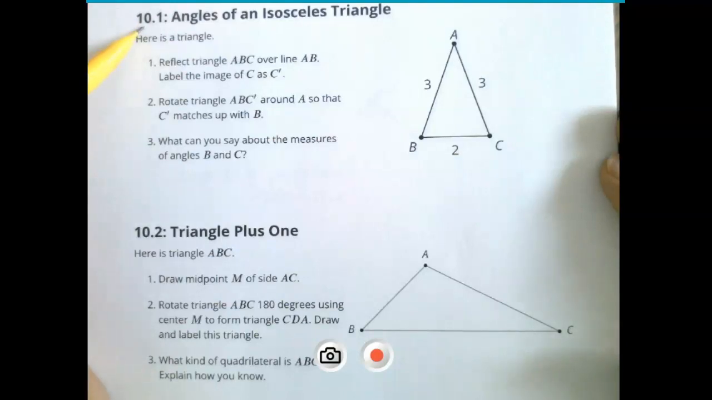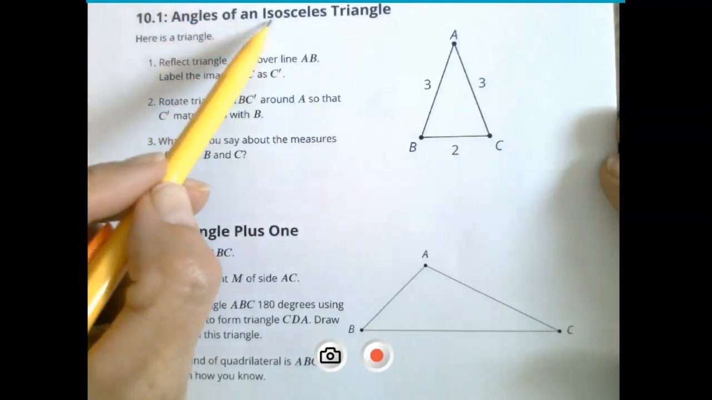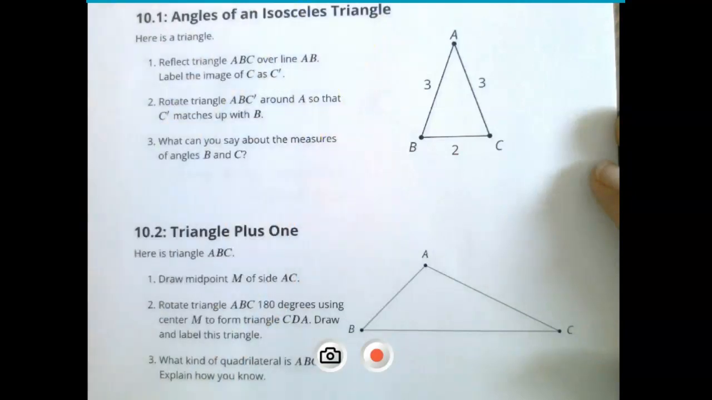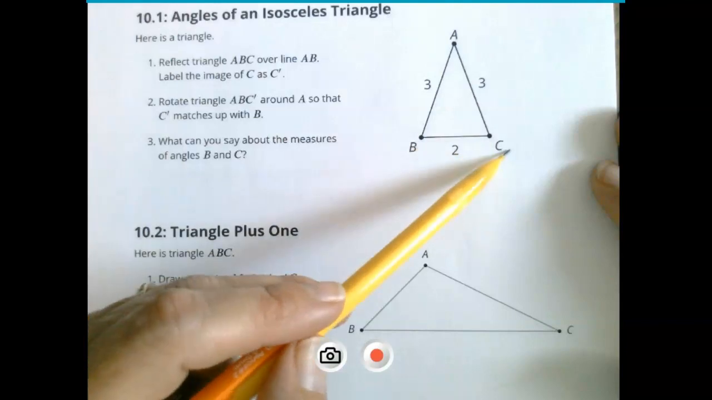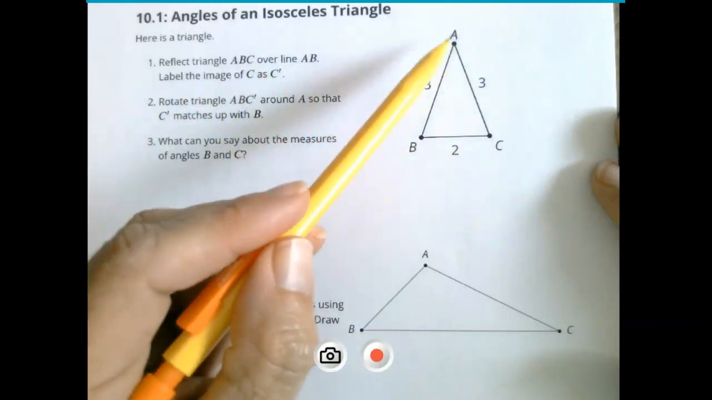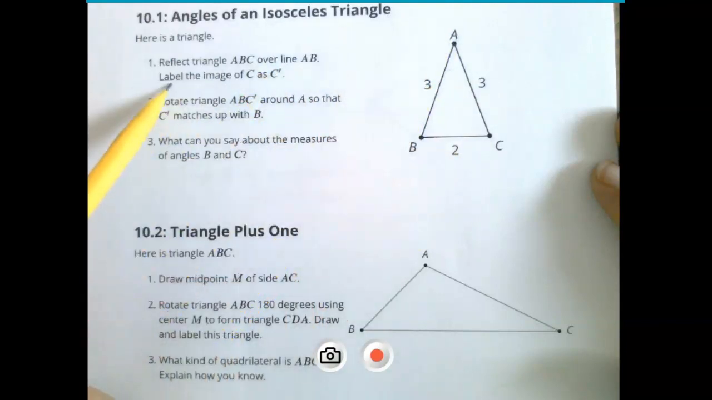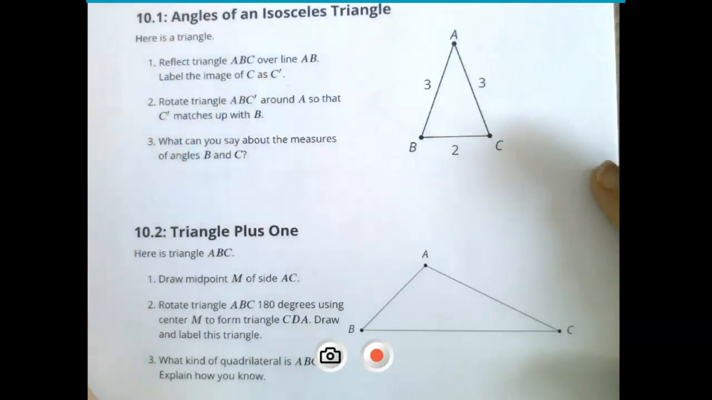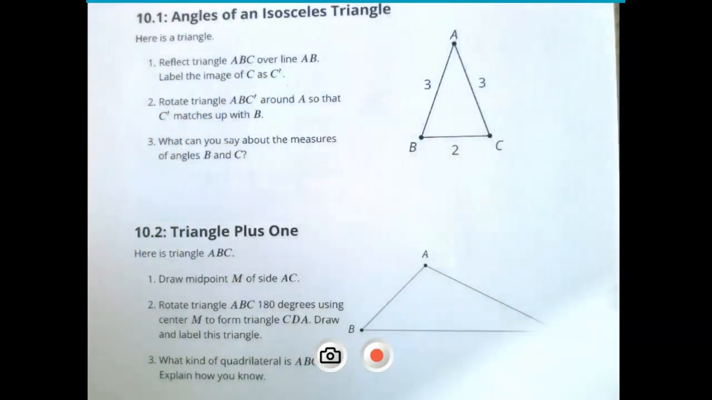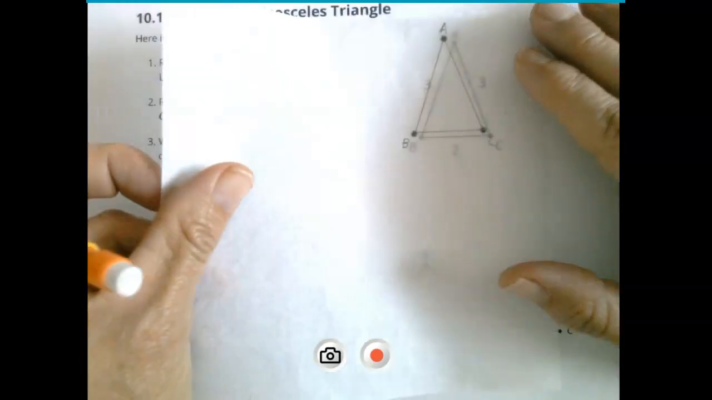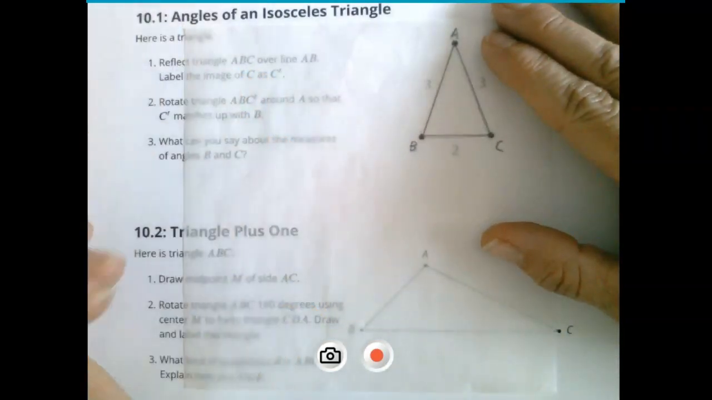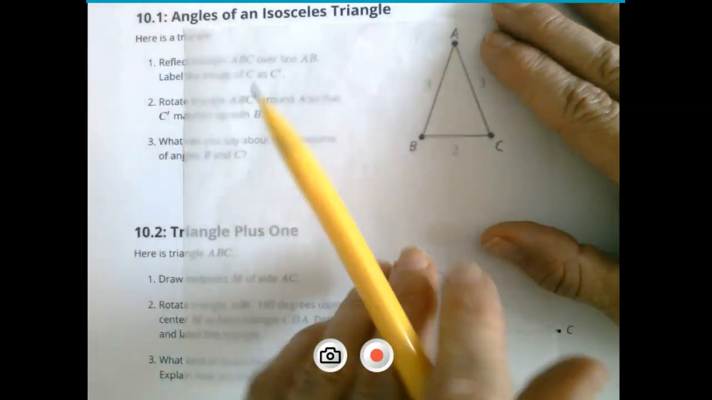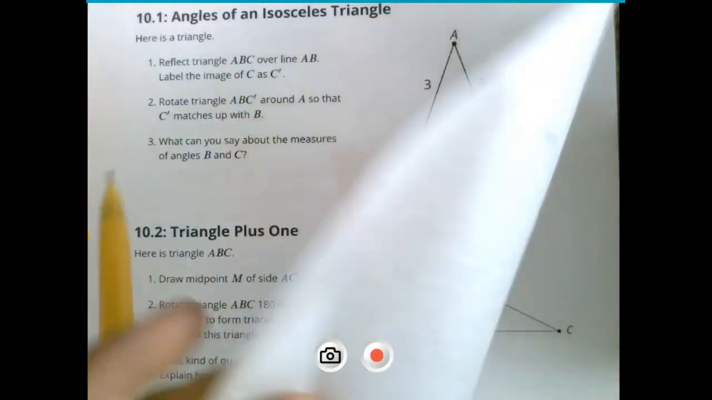Okay, so this is activity 10.1, angles of isosceles triangles. Number 1 says to reflect triangle ABC over line AB, this is line AB right here, and label the image of C as C prime. So as usual, I want you to trace it on tracing paper, line it up, and we're going to reflect it over line AB. So this is line AB, so I'm just going to turn it over.